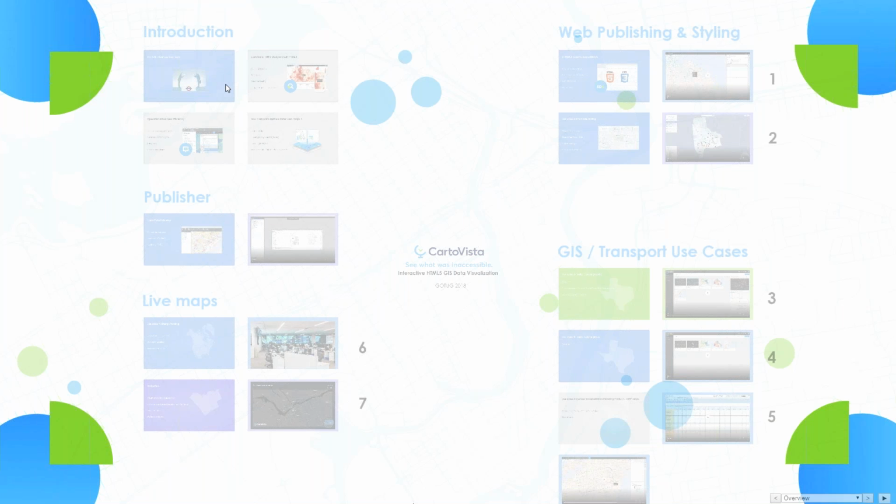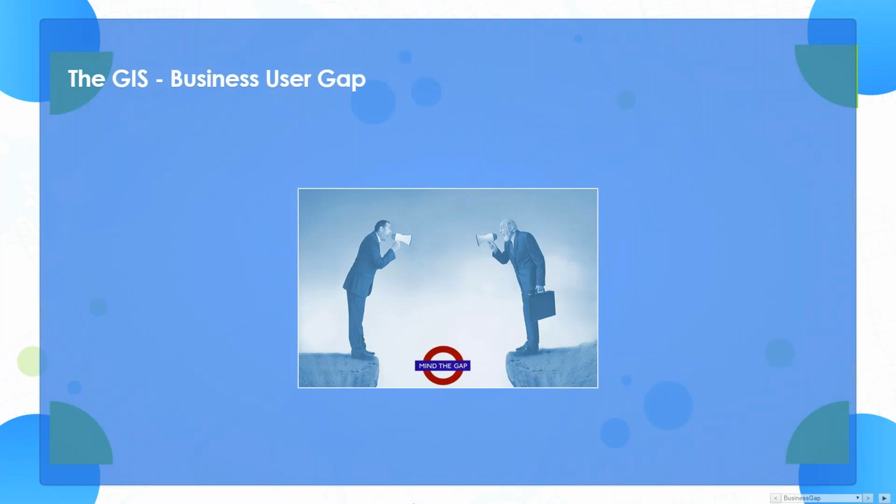So how does this all start? What we see in the market is a big gap between the GIS and the business users. The GIS people are talking a language that is obviously quite different than the business user. The business users have their own terms. They don't know about layers. They don't know about data structure necessarily. They sure don't know about projection and georeferencing. So the challenge we see is how can we bridge the gap?